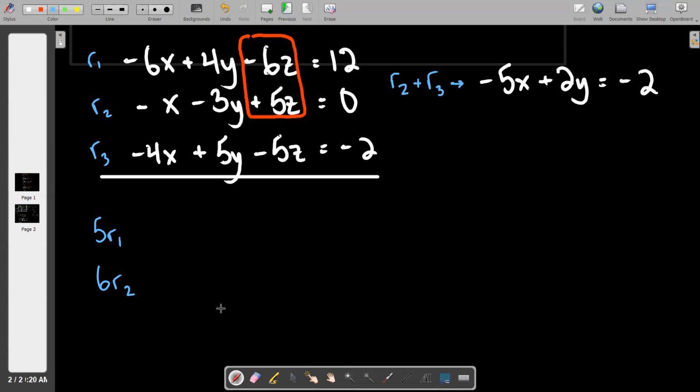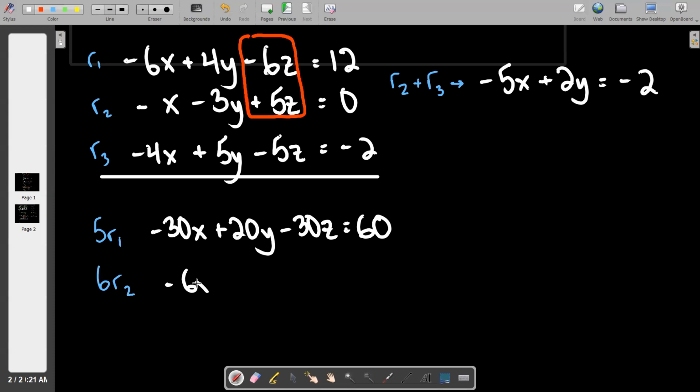I want to turn them both into 30s, and they're already opposite signs. So I'm just going to see what I would get if I do this. My top row is row 1. If I take it times 5, what do I get? And then row 2, if I manipulate it times 6, what would I get? Very good. Equals 0, I believe, right?